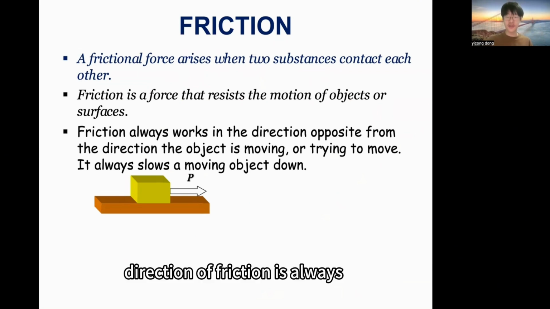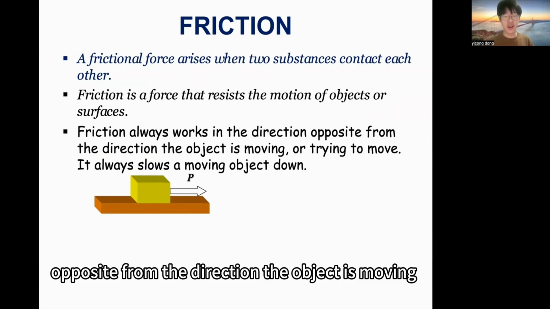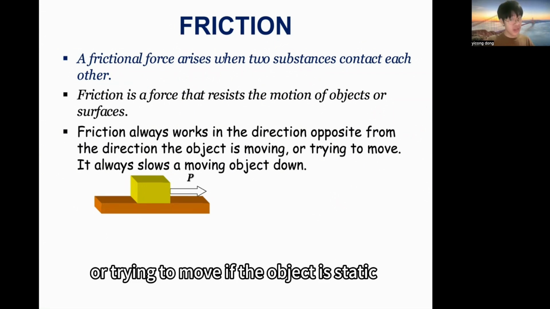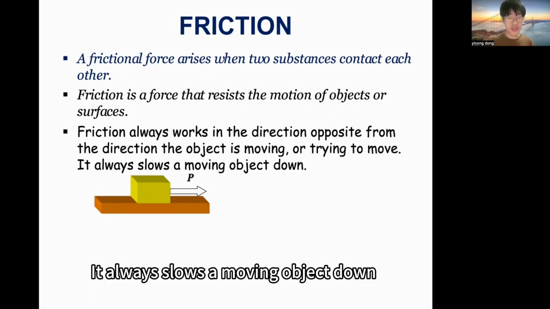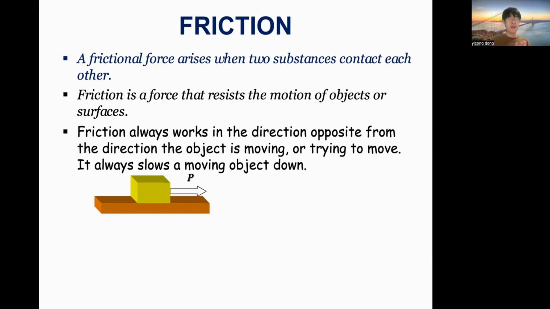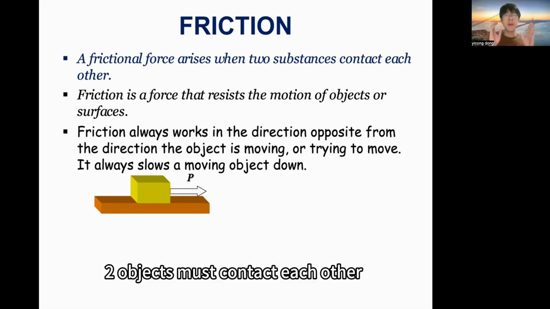The direction of friction is always opposite from the direction the object is moving, or trying to move if the object is static. It always slows a moving object down. And a very key point for friction is that the objects must contact each other.